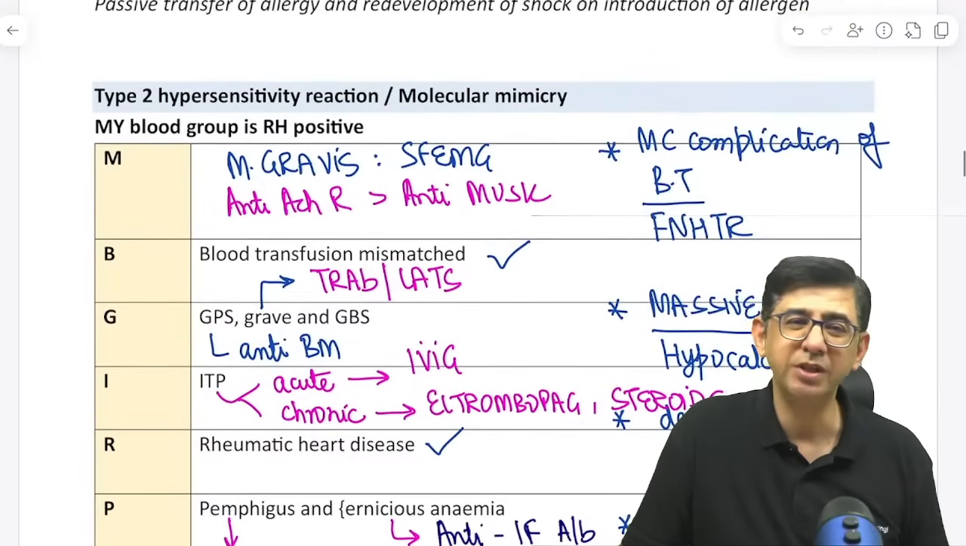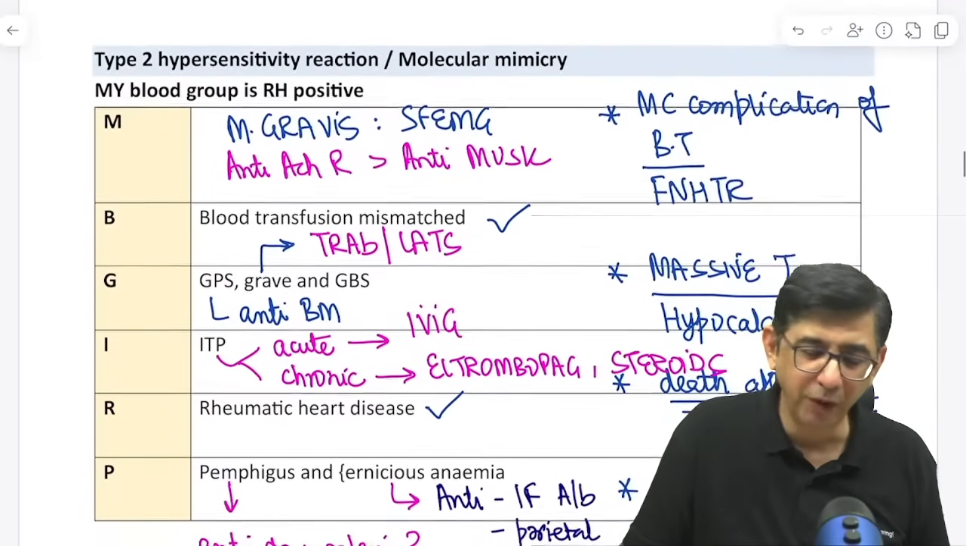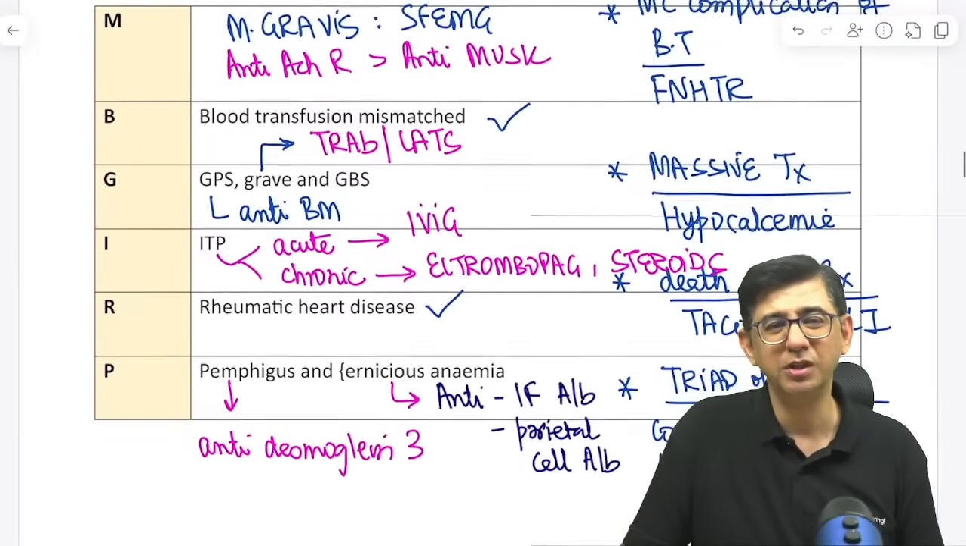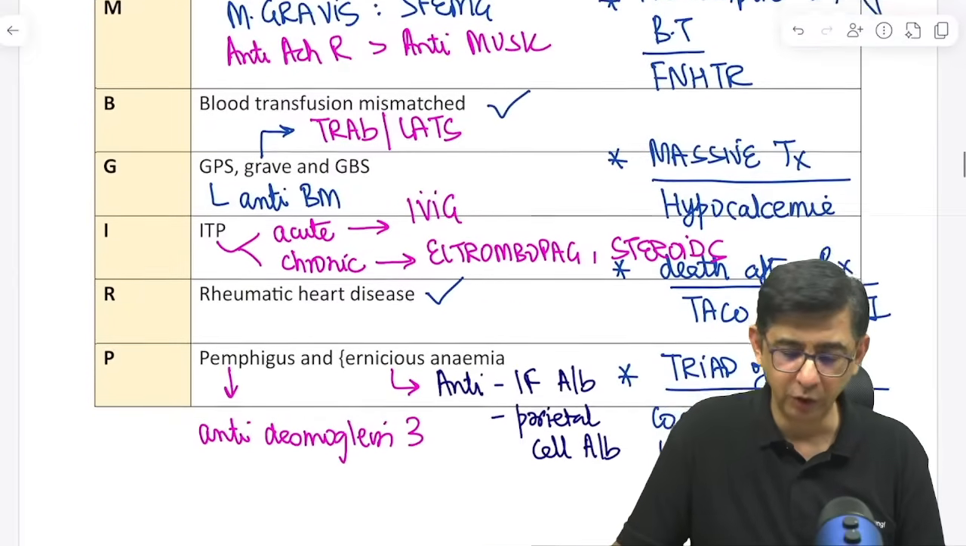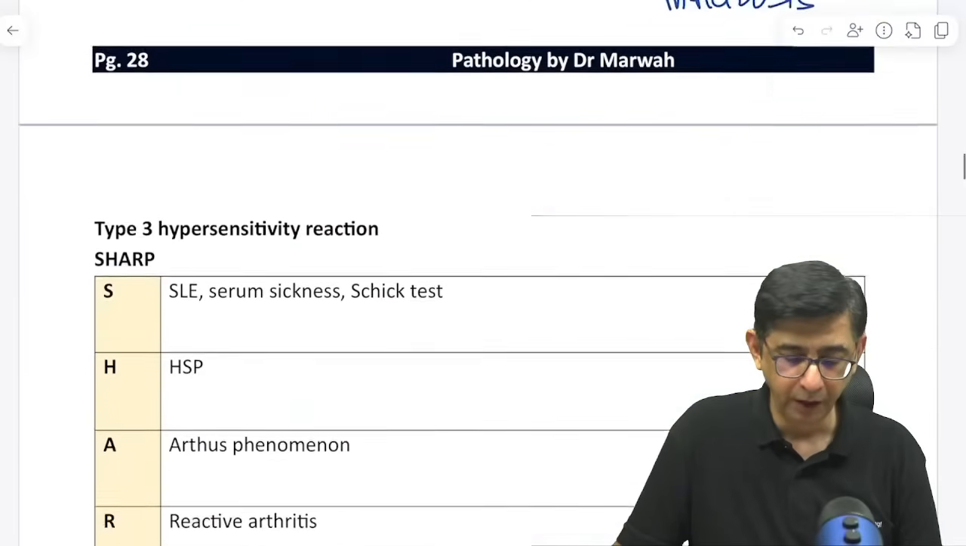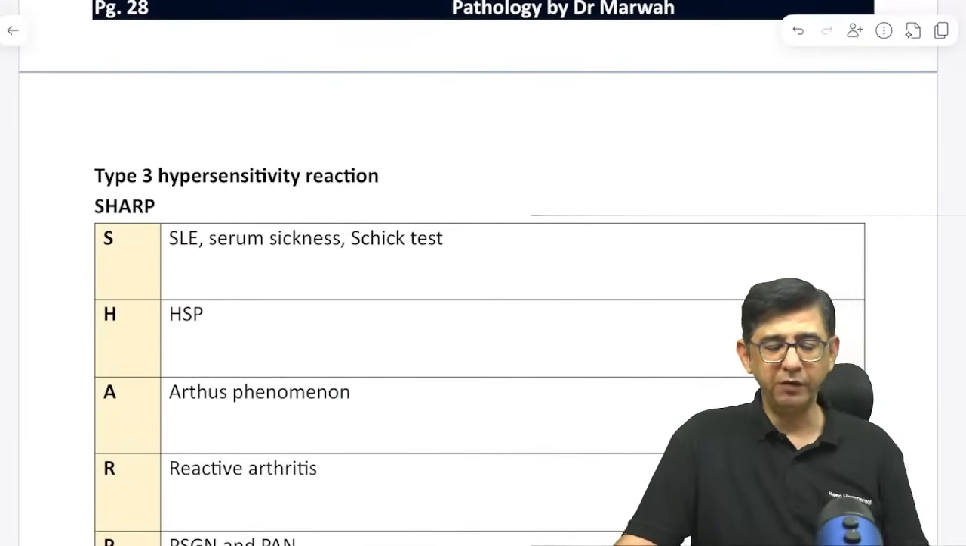So type 2 hypersensitivity में mnemonic तो पता ही आपको, my blood group is Rh positive, so that will not be an issue. And usually the questions are asking regarding the individual details of the topic, including the blood transfusion questions that I have covered at the moment. Next is type 3 hypersensitivity reaction.